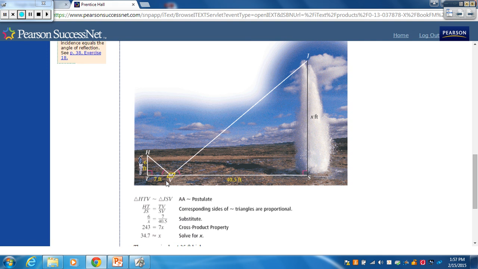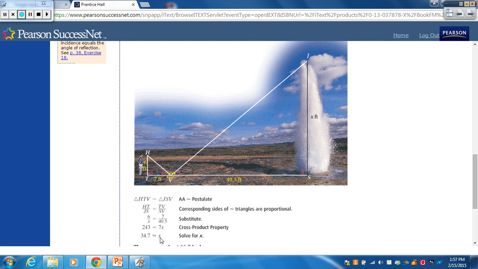So what we're going to do is match up the corresponding parts from those two triangles to solve for the height of the geyser. And so you could say something like this: 6 is to x as 7 is to 40.5. Or you could say 6 is to 7 as x is to 40.5. Again, we're matching up those corresponding parts of those two triangles to determine what the height of that geyser is going to be. Now, if you look down here at the very bottom, they tell us that the geyser is 34, almost 35 feet up in the air.